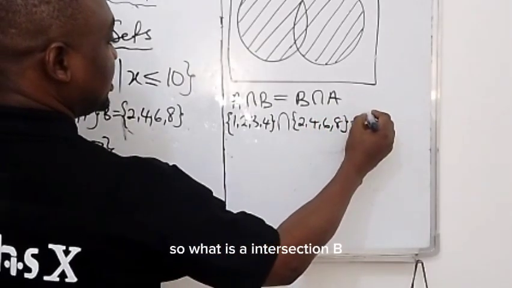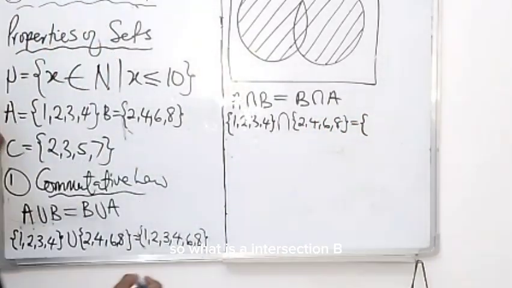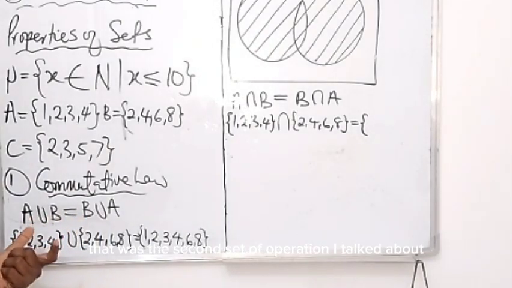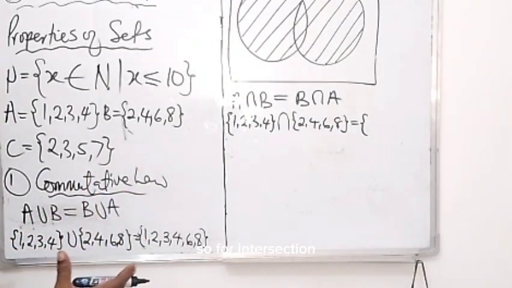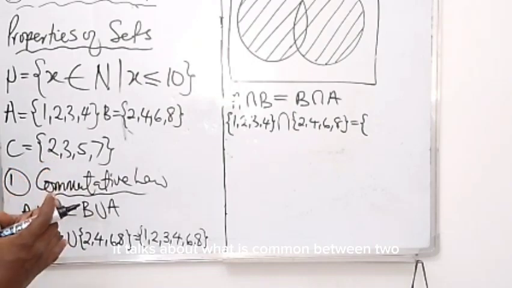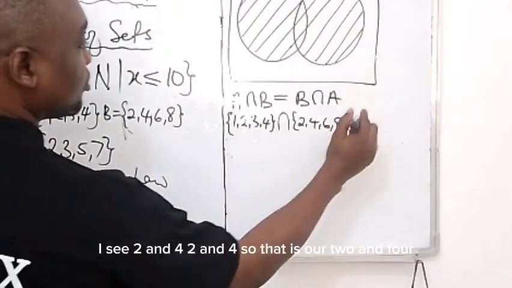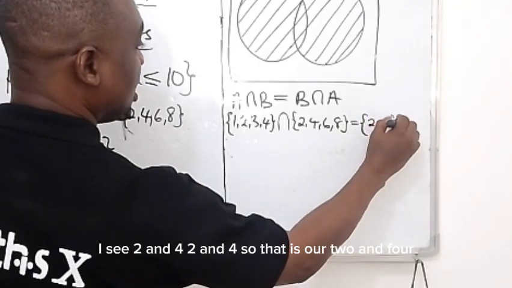So what is A intersection B? What is common? We know what intersection is. That was the second set operation I talked about. For intersection, it talks about what is common between two sets. So what is common? I see 2 and 4. So that is our 2 and 4.